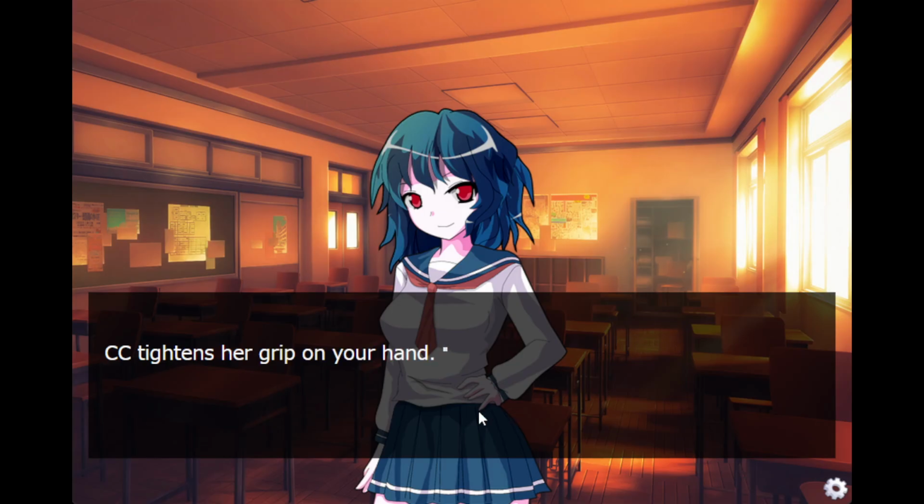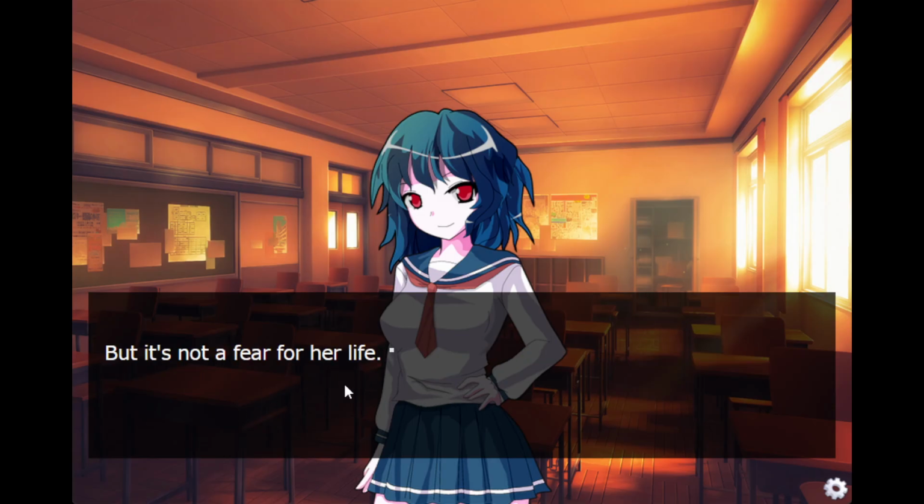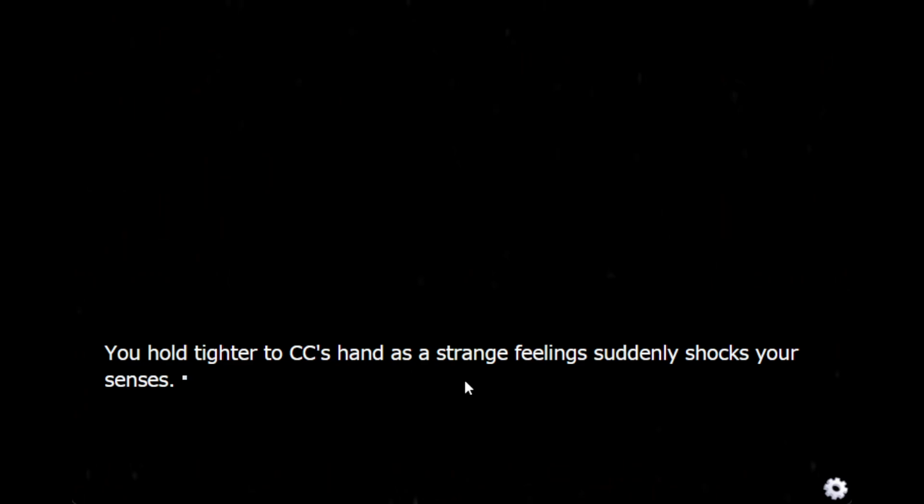Cece tightens her grip on your hand. Behind that beautiful smile of hers, you can sense fear. You can sense an immense fear that will shatter the very fabric of reality if it ever comes out. But it's not a fear for her life. It's not a fear of death, of the unknown. It's a fear for you, for your existence, for your future together. You hold tighter to Cece's hand as a strange feeling suddenly shocks your senses.